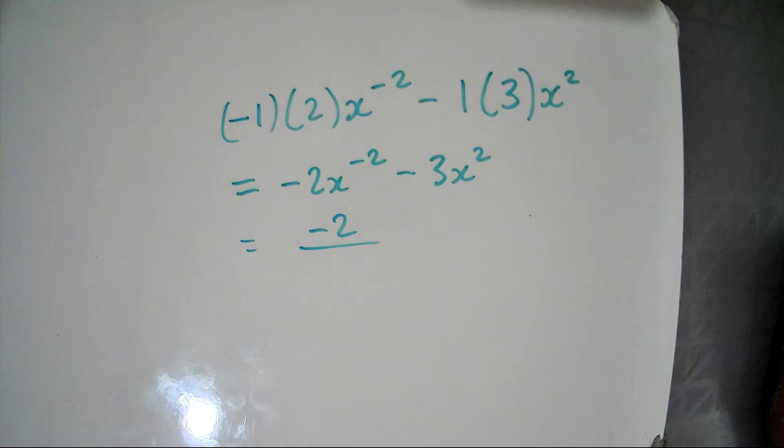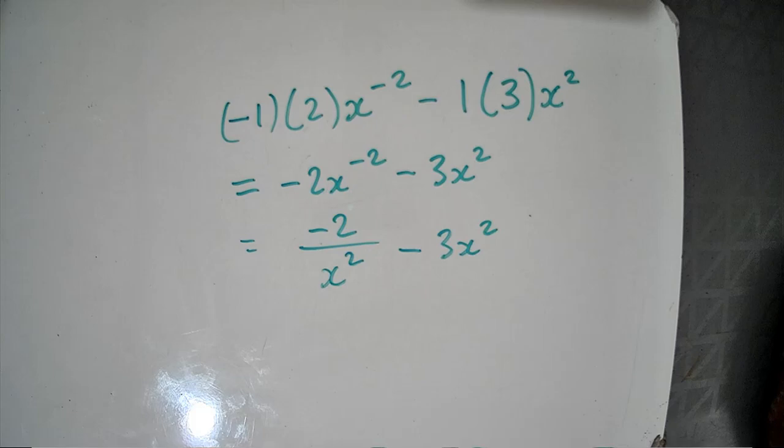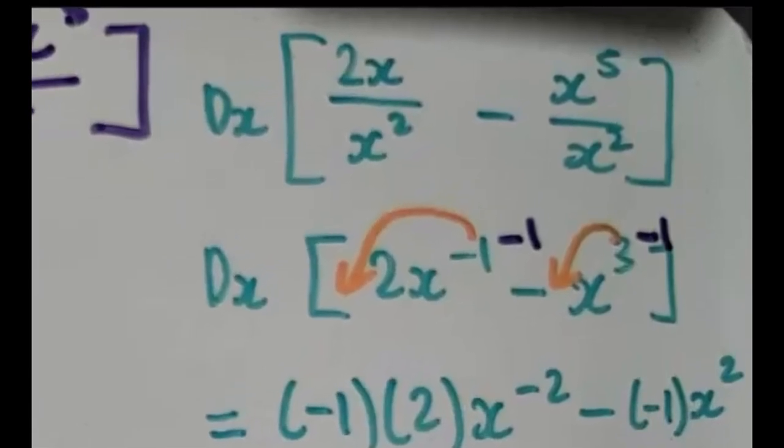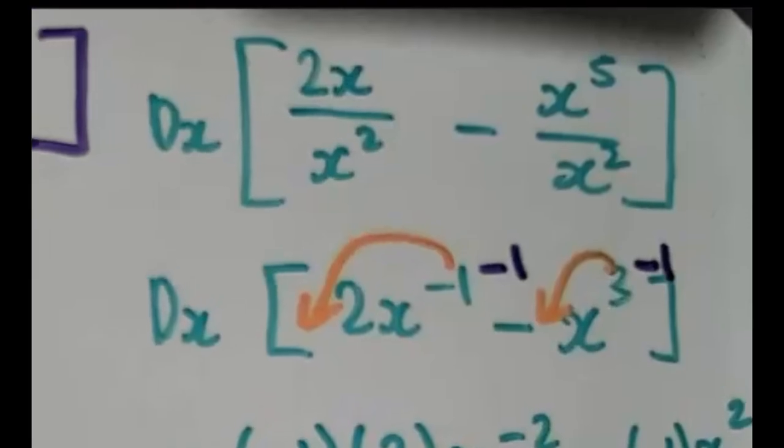This should be 2x squared. Okay, so the 3 goes in the front. This will be 3x squared. Right, so here we have minus 2 in the numerator, x to the positive 2 in the denominator, because x to the minus 2 was pushed down, minus 3x squared. Right, so notice the 3 was the exponent, the 3 came to the front, it became minus 3. 3 minus 1 is 2, so minus 3x squared.